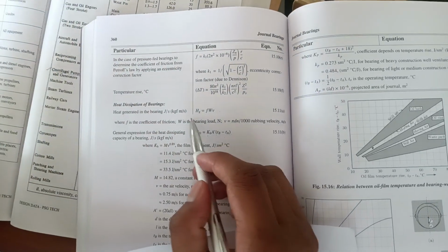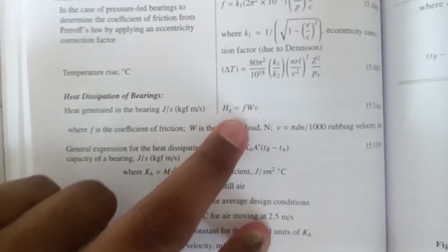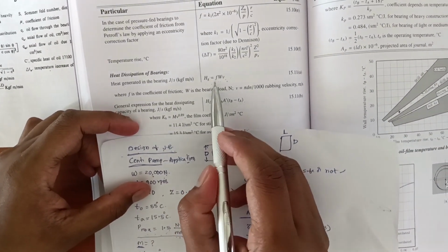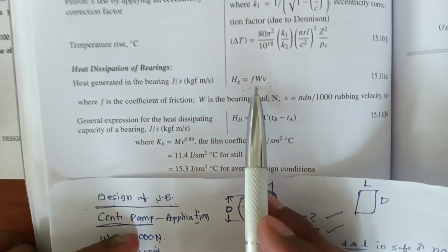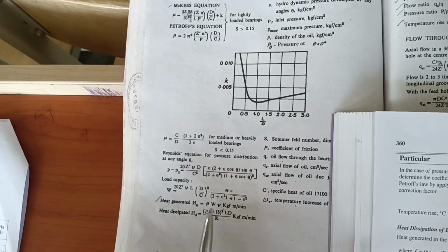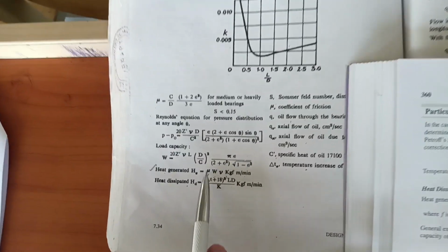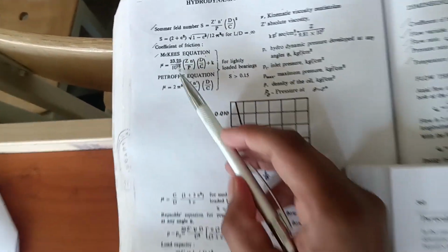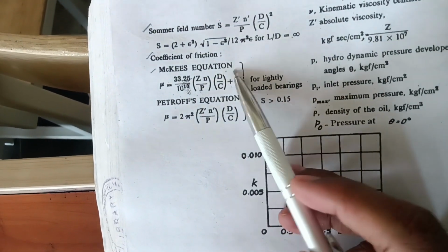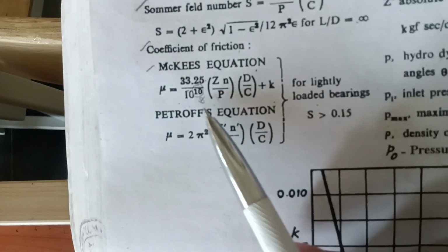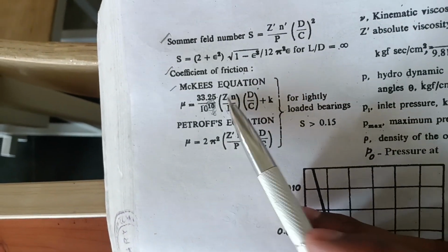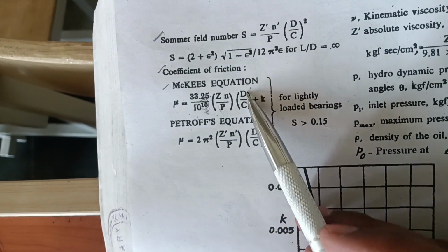Here we have the formula Hg is equal to FWV, where F is the coefficient of friction. The same formula is available in the PSG, that is mu WV. Here for mu we have a formula, where mu is the coefficient of friction from McKee's equation, that is 33.25 by 10 power 10. Here the units are different, so you have to take 10 power 8 as per our units, remember: Zn by P times d by C plus K. Where Z is the viscosity, N is RPM, P is pressure, and d by C is the clearance ratio.